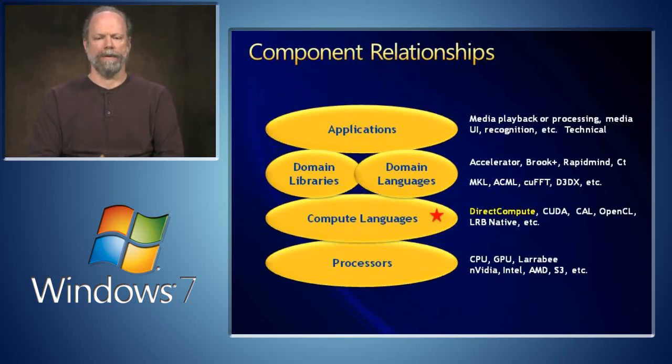The Direct Compute API is a very low-level kernel-based language that is built directly on top of the processor as part of the DirectX suite of technologies. Typically, it would have higher-level components layered on top, either in the form of application libraries or domain-specific languages, and then applications would be built on top of that. Although the applications can also be constructed directly on top of Direct Compute.